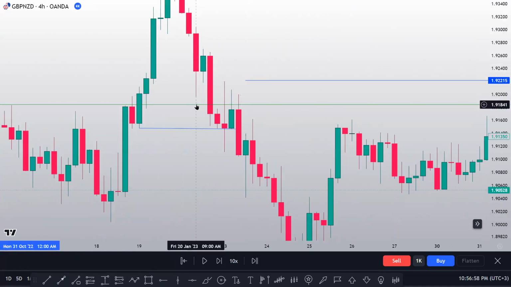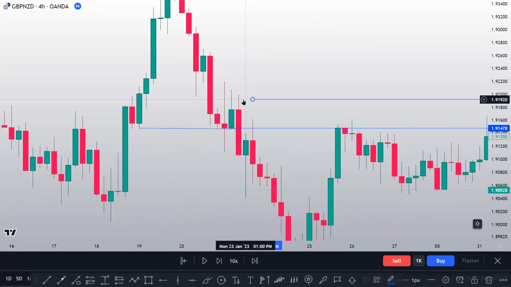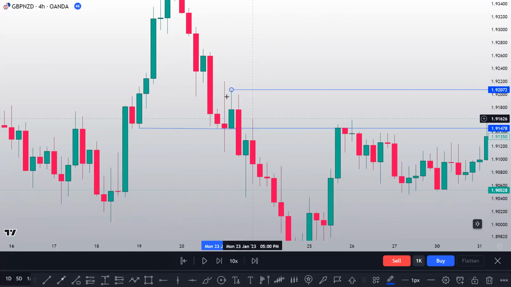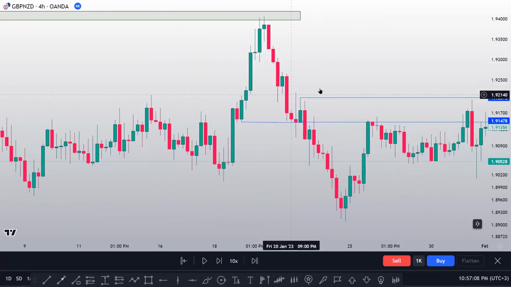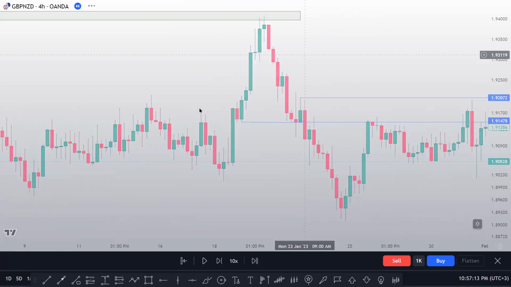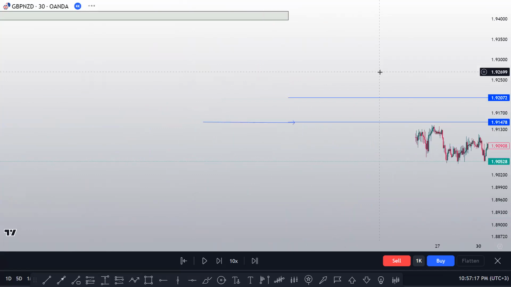Let me try to remove this line first. So this was my inside formation, foundation point and foundation point. Now this is the best zone for me to take my trades. I'm going to the 30 minute time frame to find the refinements on this zone. So when I come to the 30 minute time frame, let me look at it.